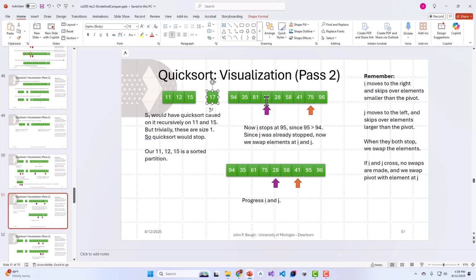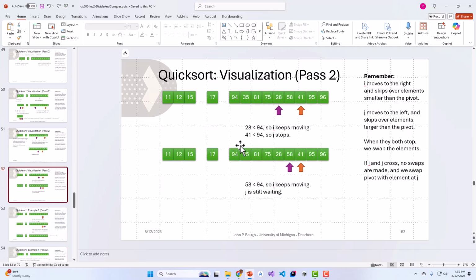95 is greater, so the I stops at 95, since 95 is greater than 94. Since J was already stopped, now we swap the I and the J, so the 95 and the 75. So it basically moves one to the side it's supposed to be on, and then the other to its side, putting it in the correct side of the barrier, which will end up being our pivot. And you keep going. You've got 28 and 41. 28 is smaller than the pivot. 41 is smaller than the pivot also. So that stays. 41 stays.